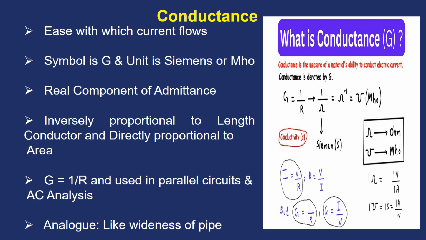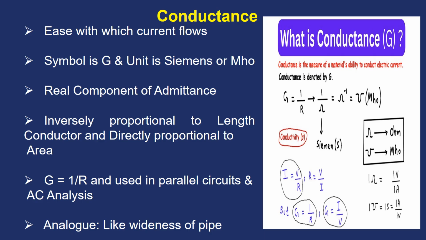So, as it is opposite to the resistance, it will be inversely proportional to the length. If there is more length of the conductor, then the resistance will be more, then the conductance will be less. And it is directly proportional to the area. If the area is more, then it is easier for the electrons to move and the current to flow. So the resistance will be less, so conductance will be more. So its formula is G is equal to 1 upon R, and it is normally used in parallel circuits and AC analysis.